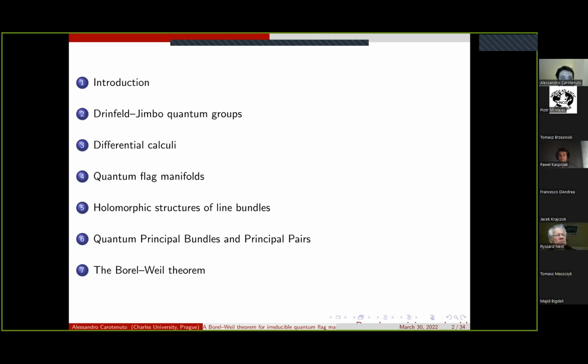Then, time permitting, I will say something about quantum principal bundles and the recent definition of principal pairs, which is an object that, together with Raymond and Colin Morozinski, we defined to give a characterization, a presentation of quantum principal bundles in some specific context. And then we will review the Borel-Weil theorem for quantum flag manifolds, irreducible quantum flag manifolds, sorry.